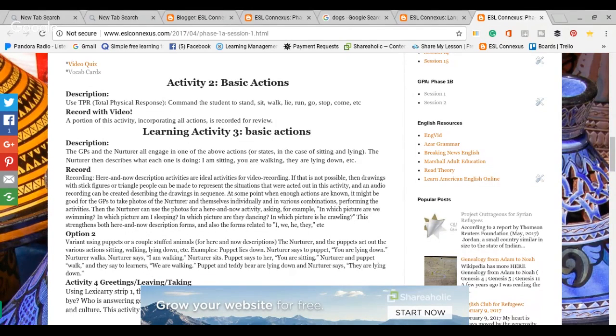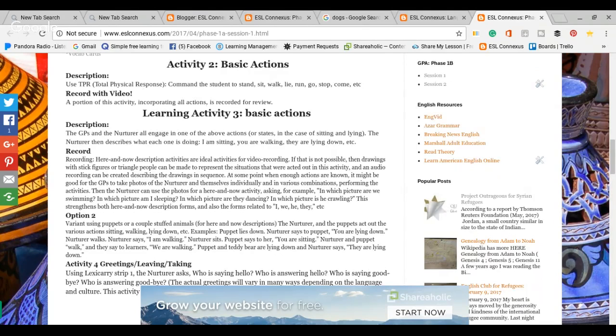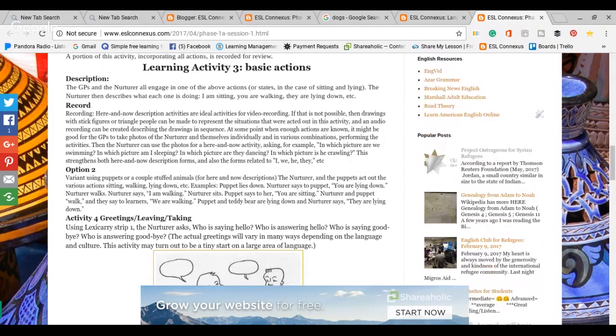For activity 3, again, we have basic actions. So let's describe what activity 3 will be. The GPs and the nurturer all engage in one of the above actions or states, in the case of sitting and lying. The nurturer then describes what each one is doing.